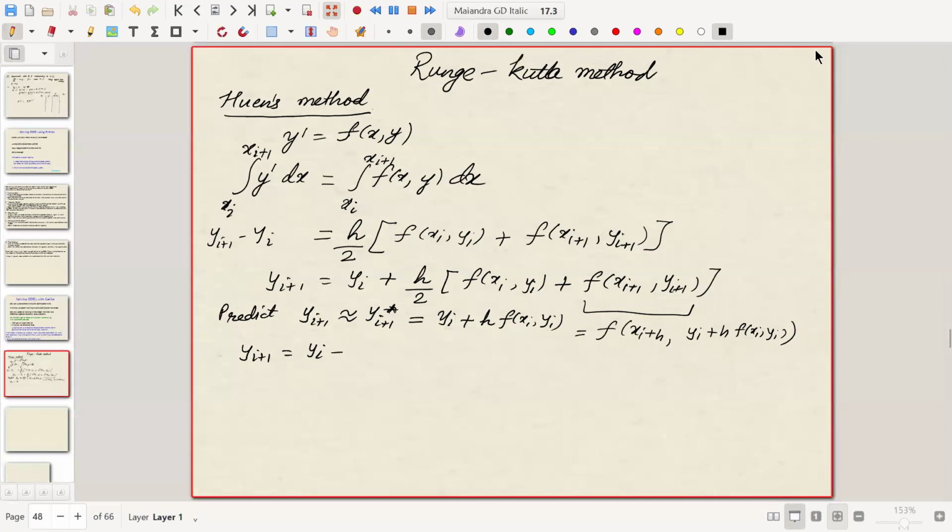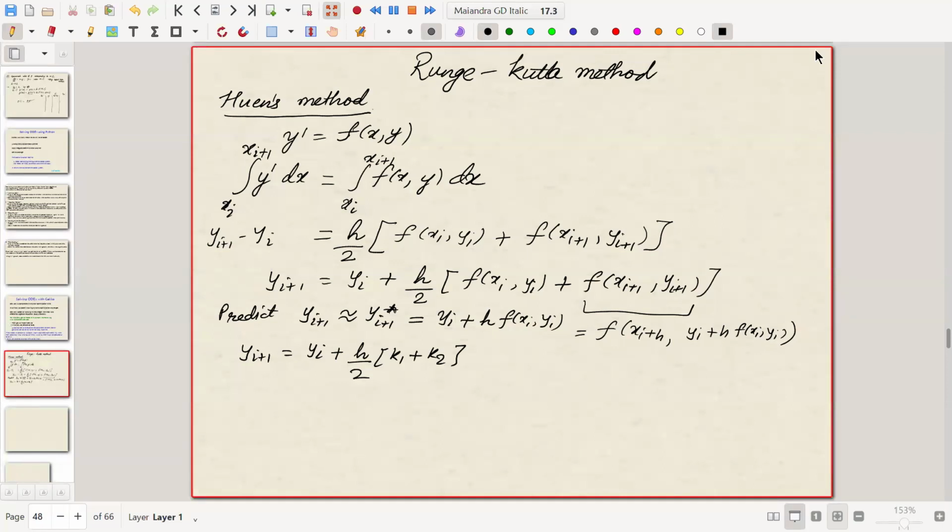y_{i+1} equals y_i plus h by 2 times (k1 plus k2). k1 is f of (x_i, y_i), k2 is f of (x_i plus h, y_i plus h f of (x_i, y_i)). So you just keep a note on this summation of k1, k2 and all those things. For this, you will see different values of k_i's.